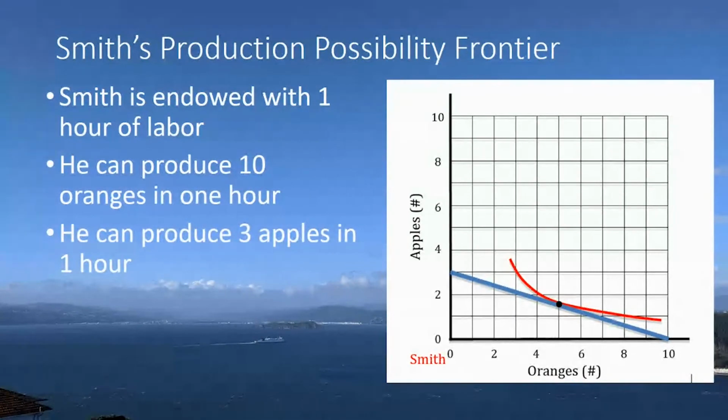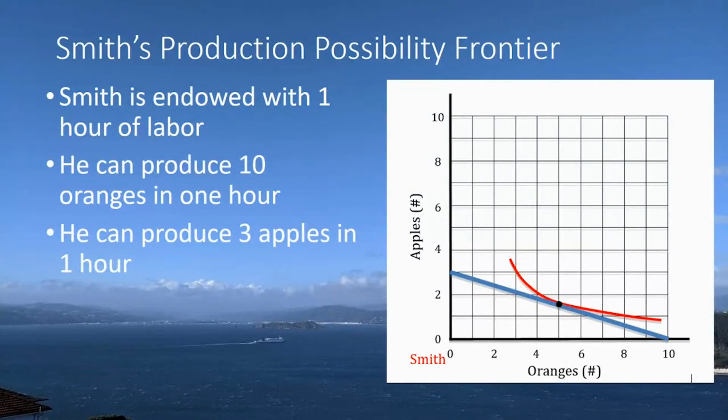We're going to have to imagine this. So let's calculate Smith's opportunity cost for orange production. It's going to correspond to the slope of his production possibility frontier. What is Smith's opportunity cost for oranges? 3 apples, good try, but not right. 3 apples per 10 oranges, 3/10. The answer is, for Smith, 3/10.